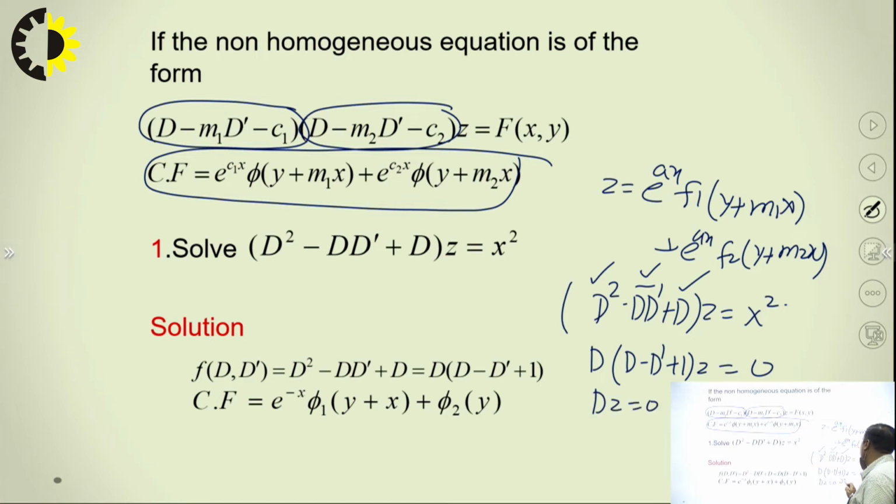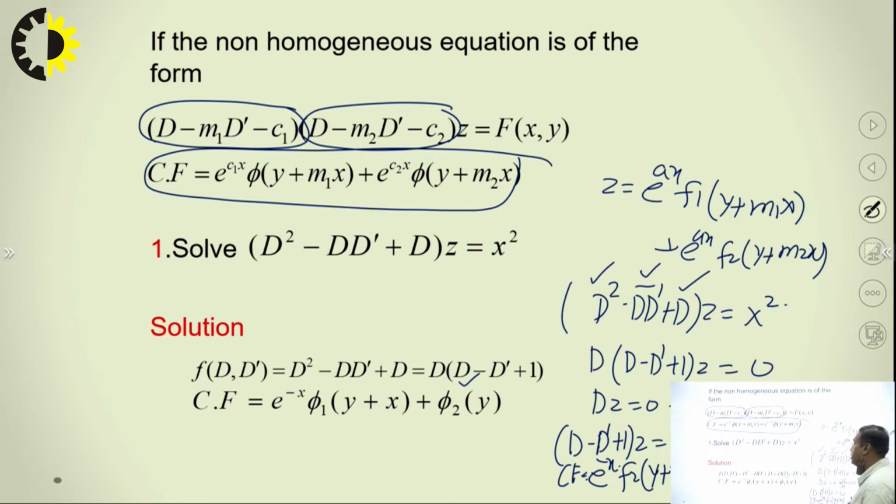That means del z over del x is equal to 0. z is independent of x. z is the function of y. That is the function of y. z is equal to phi of y. And now another factor is (d minus m d dash plus 1) into z बराबर 0. Here a is equal to minus 1, that becomes e to the power minus x f2(y plus x). That is the another factor of CF.